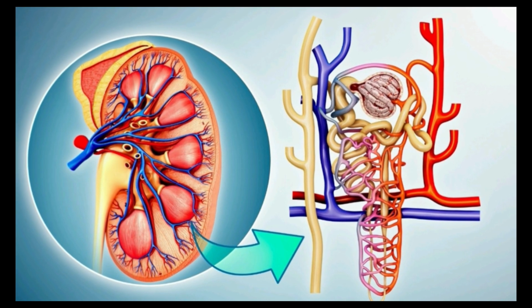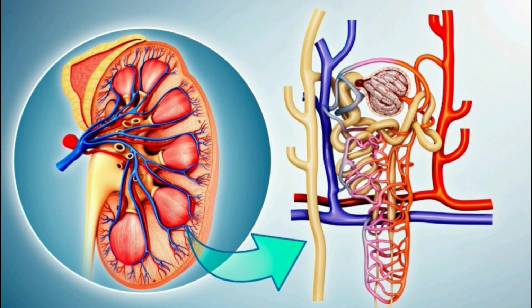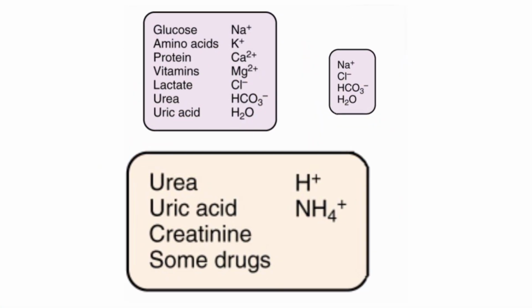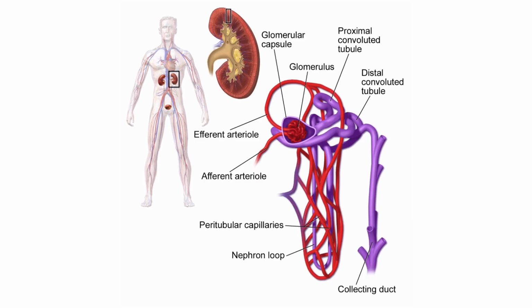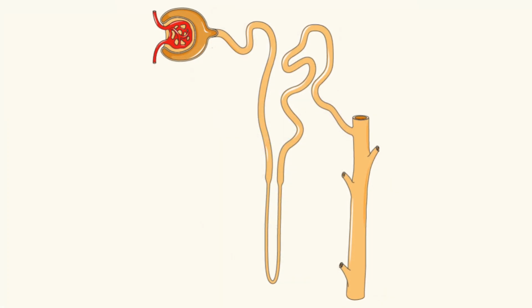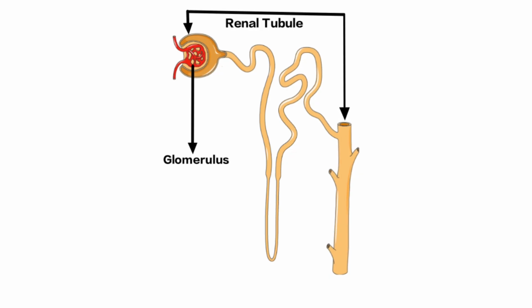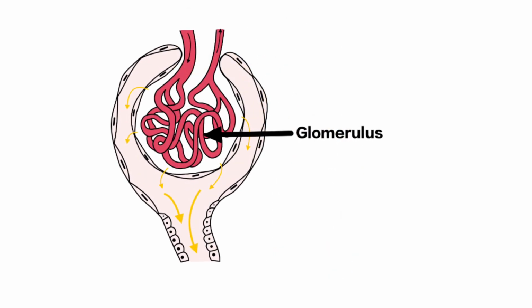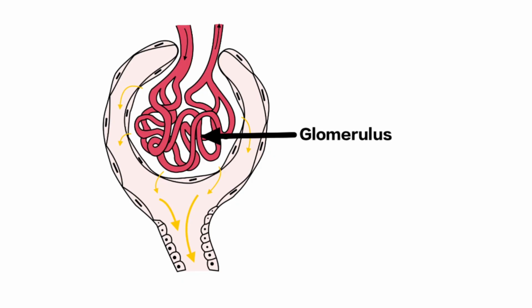Nephrons are the physiological units of the kidney used for the filtration of blood, reabsorption, and secretion of materials. Each kidney has nearly 1 million nephrons. A nephron has two parts. They are the glomerulus and the renal tubule. The glomerulus is a tuft of capillaries formed by the afferent arteriole.